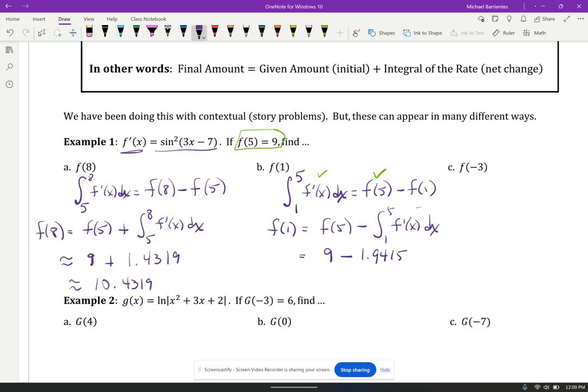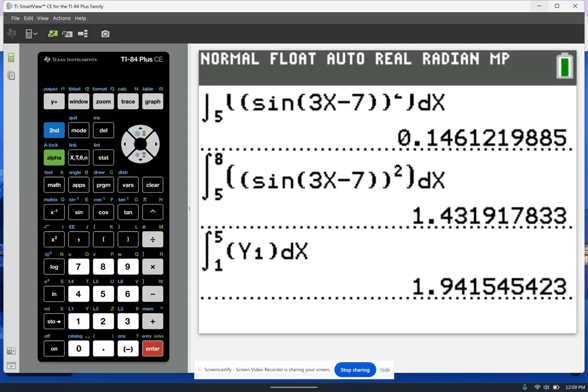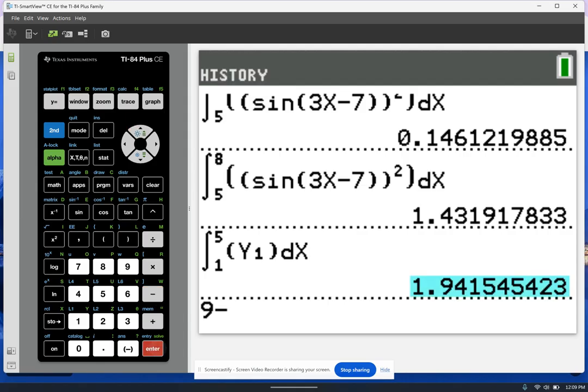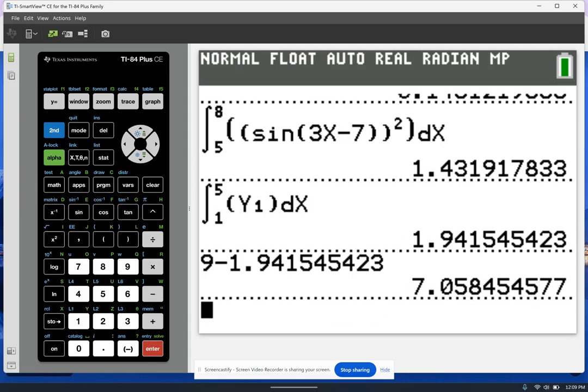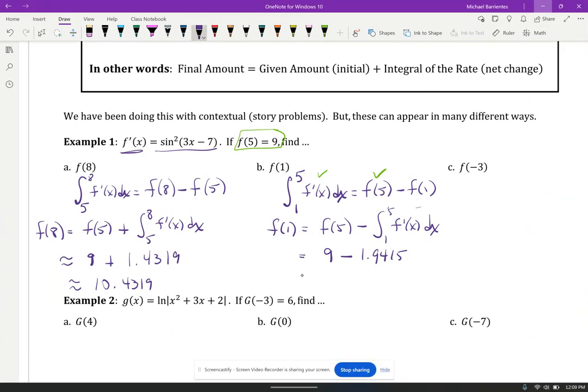1.9415, but I'm subtracting this, right? So when I do the subtraction, it'll be 9 minus whatever answer I got here, and that's going to give me about 7.058. So it's about 7.058. And that's it. I figured out my f of 1 value.